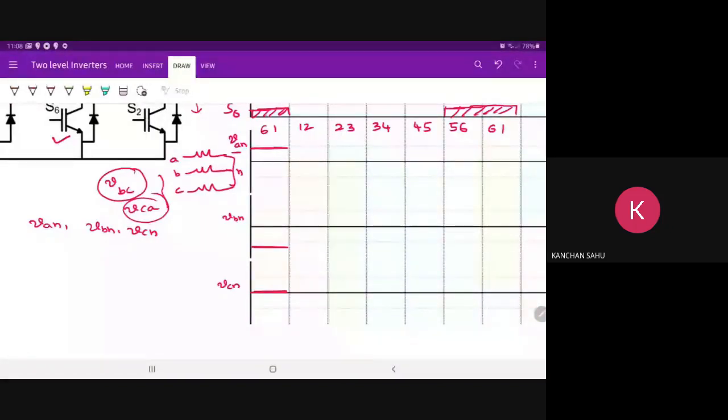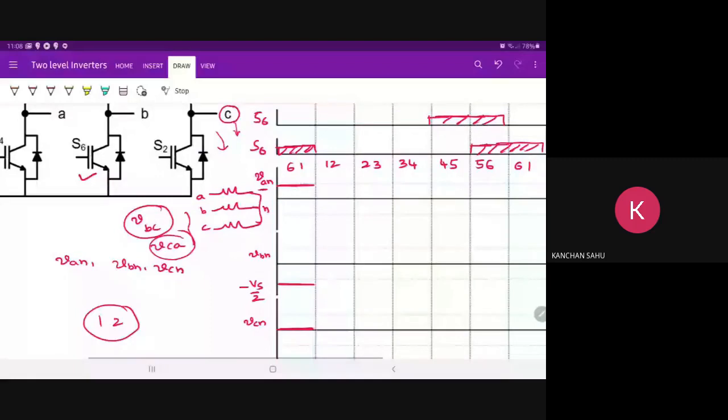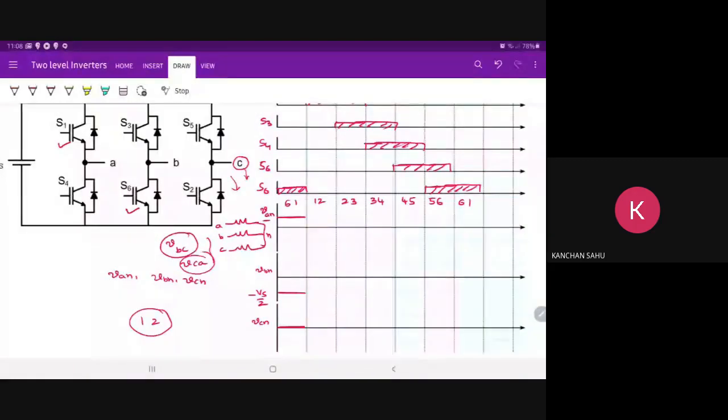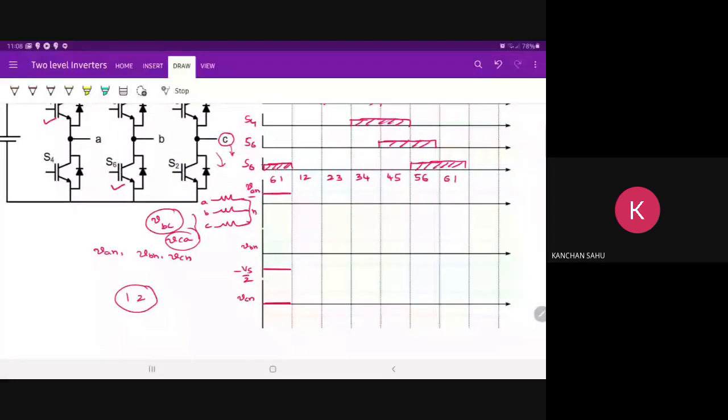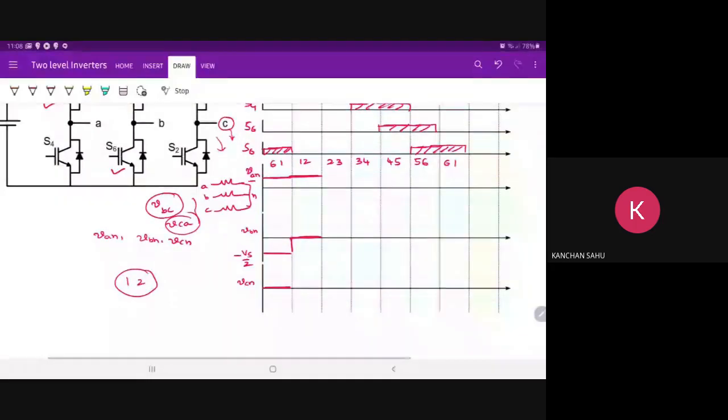Similarly, in the next 60 degrees, 1 and 2 are in conduction. That is, A phase is connected and C phase is connected. So now B phase voltage is 0 and A phase is connected, therefore its voltage is plus Vs by 2, and C phase is connected to the negative terminal, therefore this voltage is minus Vs by 2. If you complete this one, you will get it like this.